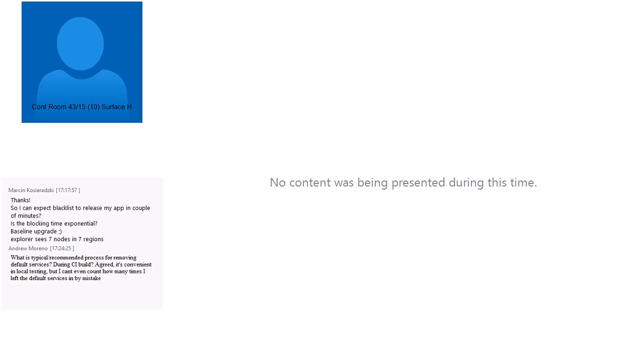There we go. What is the typical recommended process for removing default services during CI build? Agreed it's convenient in local testing, but I can't even count how many times I left the default services in by mistake. What is the recommended process for removing default services? I think this is open a GitHub issue, and we'll get you the specific list, but it's basically make sure enable default service upgrade is false, so that when you remove them, it doesn't delete them, and then do another upgrade of the application.